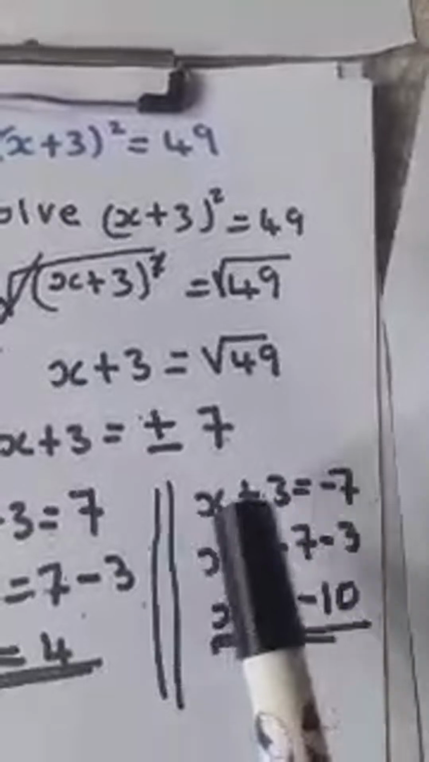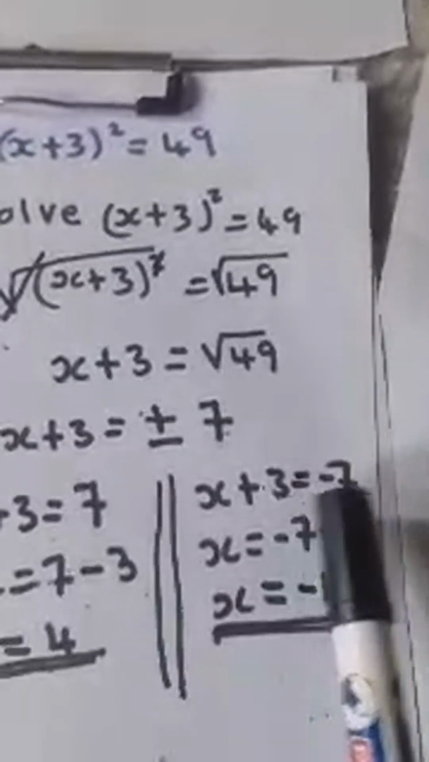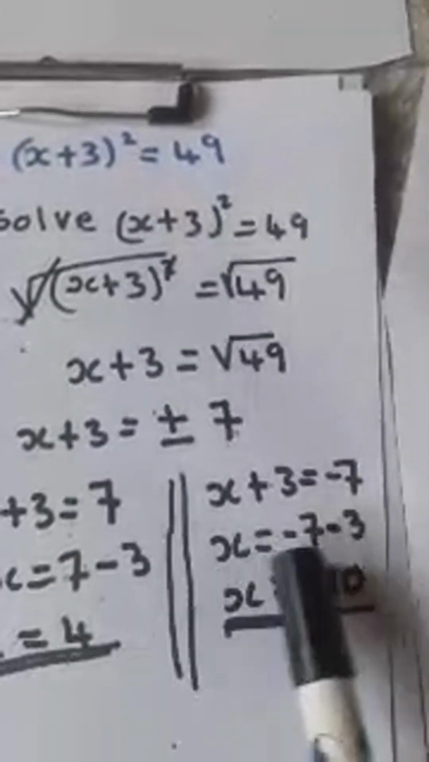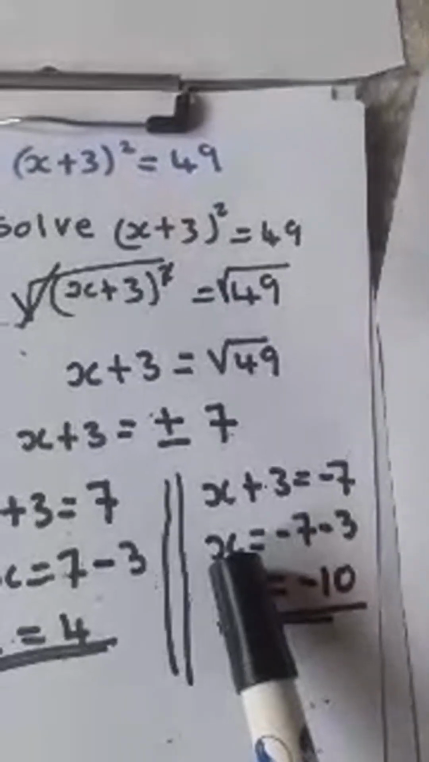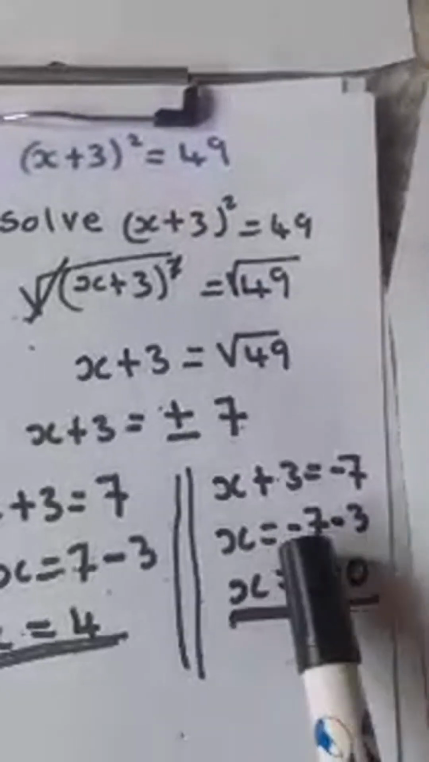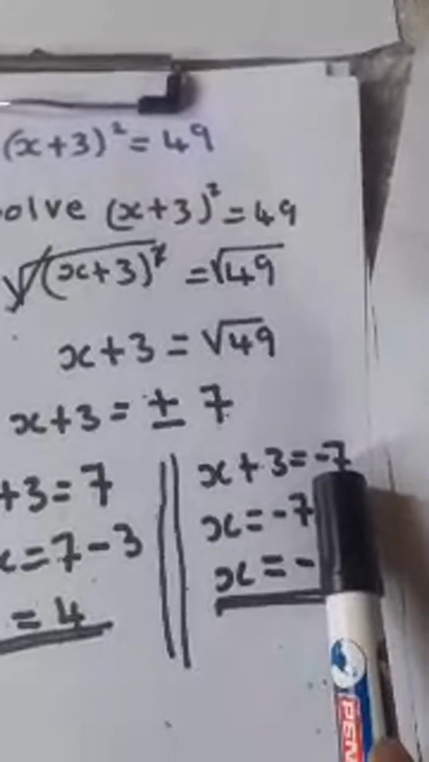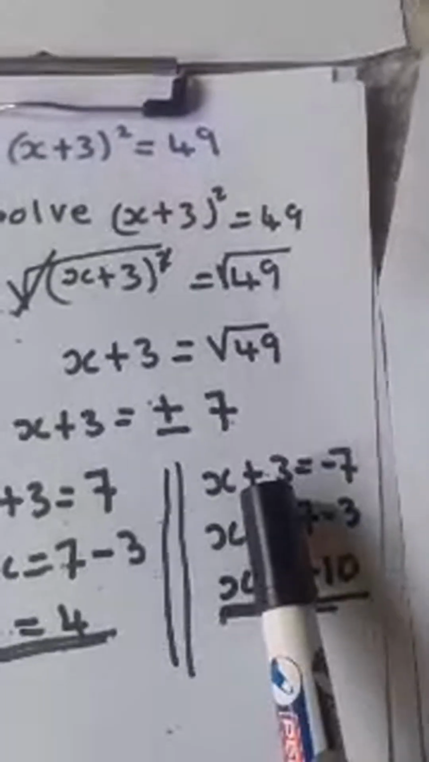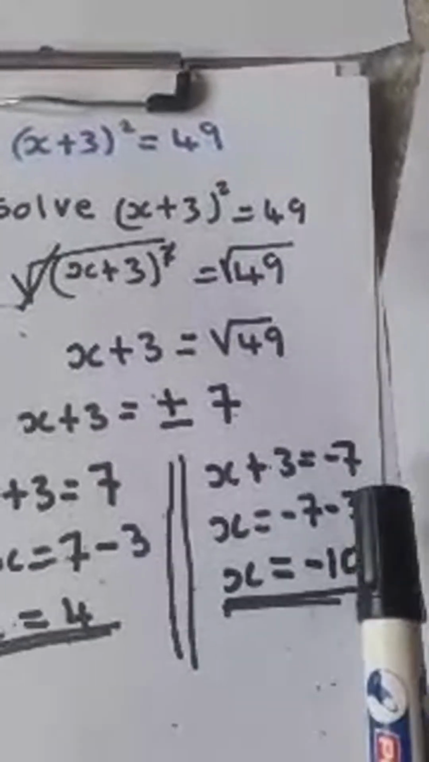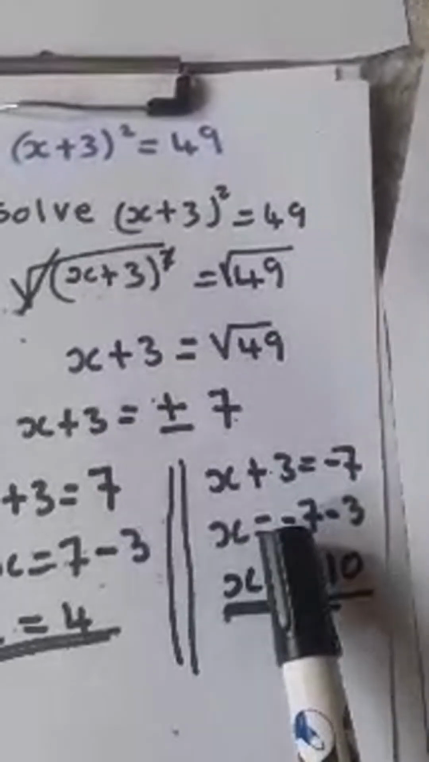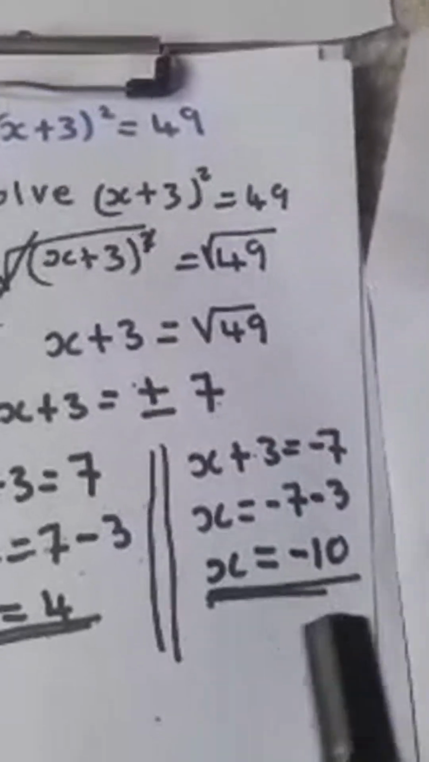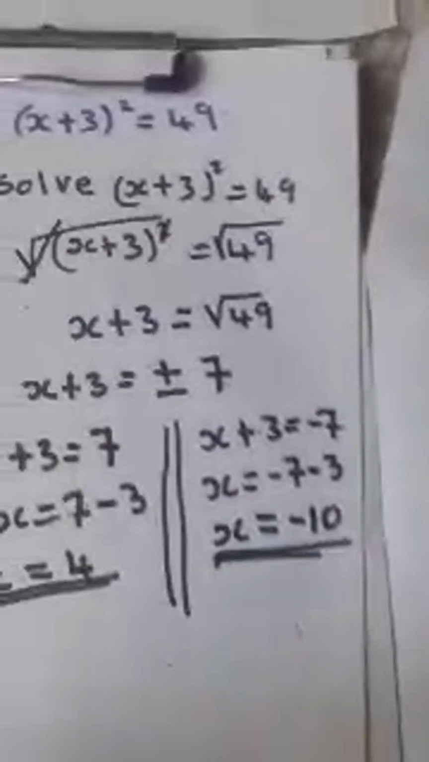Then the other one was x plus 3 is equals to negative 7. So we want to group the like terms. So x is equals to negative 7, which is here after the comma. Then positive 3 to the other side of the sign will be negative 3. So negative 7, negative 3, we get negative 10.